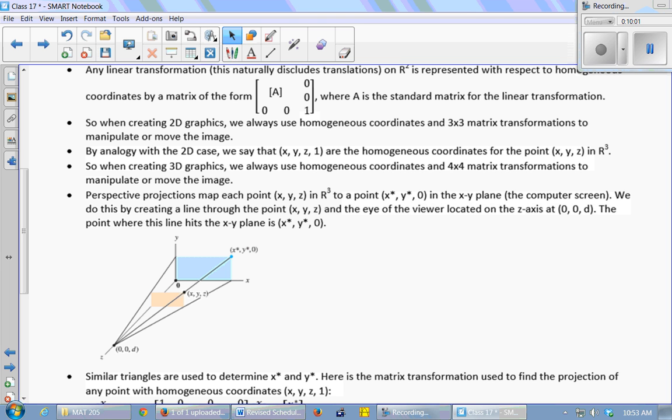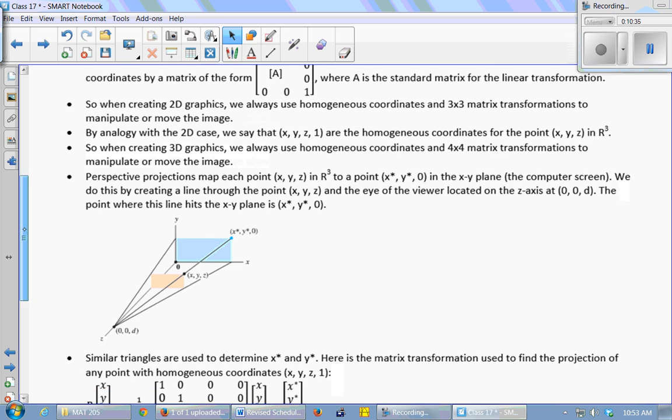So this is a little picture of it that I snagged from the book. So we've got the XY plane, that's the computer screen, right? And here's the viewer at 0, 0, D. And here's some point in 3 space XYZ. So the viewer looks at this point, and where that line of sight hits the XY plane, we call that point X star, Y star, 0, and it's called the projection of XYZ into 2 dimensions.